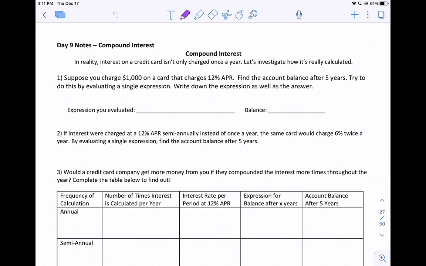So what that means is you spend $1,000, the credit card company pays the shops back wherever you spent the money. And if you can't pay them back, they're going to start charging you 12% on the money that you still owe them. So this says find the account balance after 5 years. Try to do this by evaluating a single expression. Write down the expression as well as the answer.